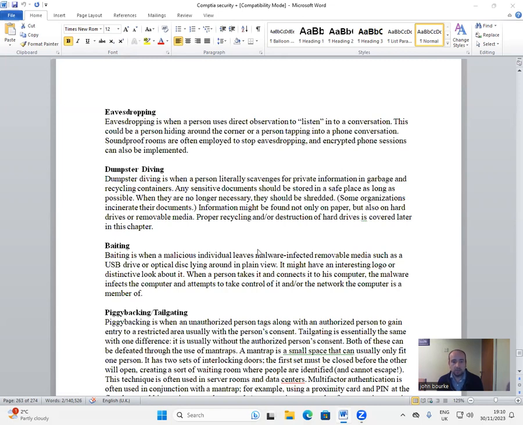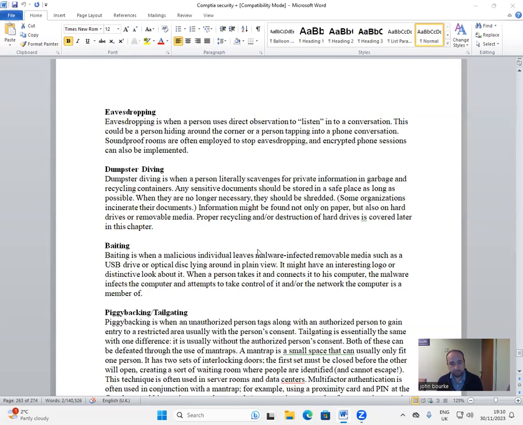Dumpster diving. Dumpster diving is when a person literally scavenges for private information in garbage and recycling containers. Any sensitive documents should be stored in a safe place as long as possible. When they are no longer necessary, they should be shredded. Some organizations incinerate their documents. Information might be found not only on paper, but also on hard drives or removable media. Proper recycling and/or destruction of hard drives is covered later in this chapter.